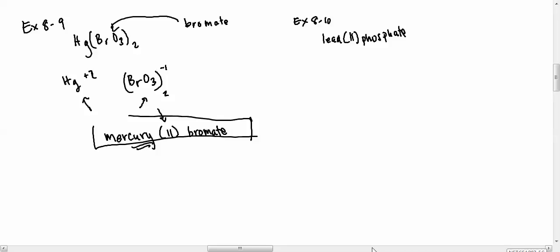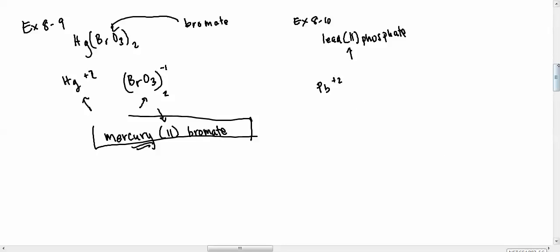Alright, so we're going to be trying to get the formula from the name lead 2-phosphate. Now this 2, since it's the stock name, is kind of nice because it tells me what that lead is. Now remember, lead is Pb, which is short for plumbum, and I guess they changed the name because they thought it was funny. And we know the oxidation number is +2.